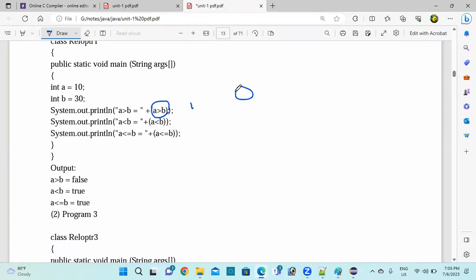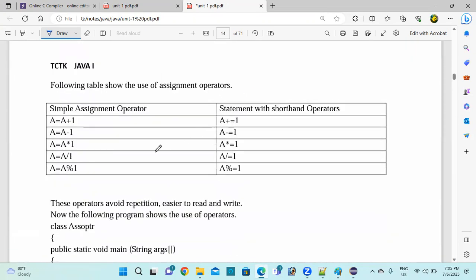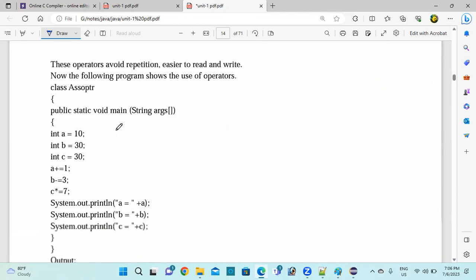Here we are not taking zeros and ones. Everything from C to Java is changed to false and true. True and false. Okay. That you have to understand, the point here. Okay. Next one. Here, these are the assignment operators.